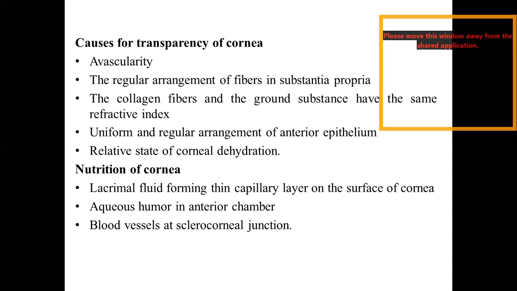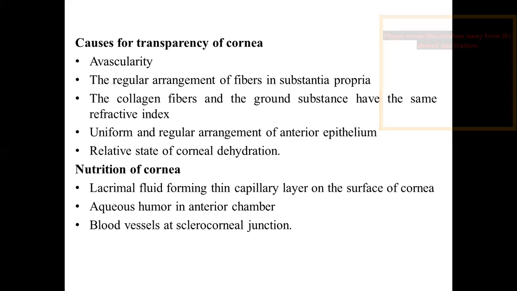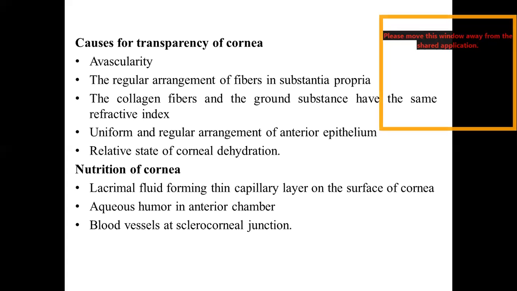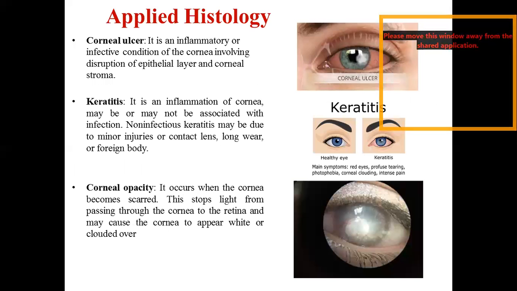What gives nutrition to the cornea? There is lacrimal fluid forming a thin capillary layer on the surface of the cornea. There is aqueous humor in the anterior chamber. And there are blood vessels at the sclerocorneal junction. So all this will give nourishment to the cornea. Though it is avascular, the aqueous humor and lacrimal fluid will supply the nutrition. Also, at the level of the endothelium, it communicates with the aqueous humor, giving nutrition.